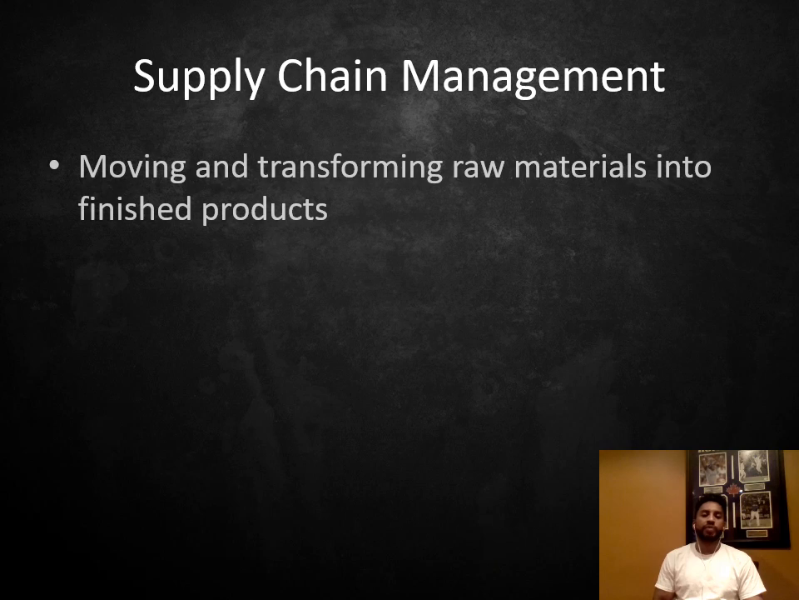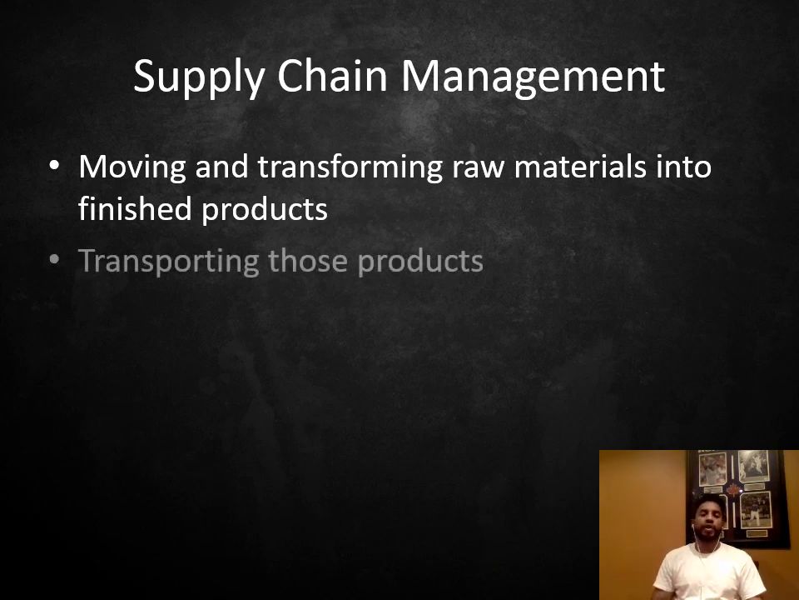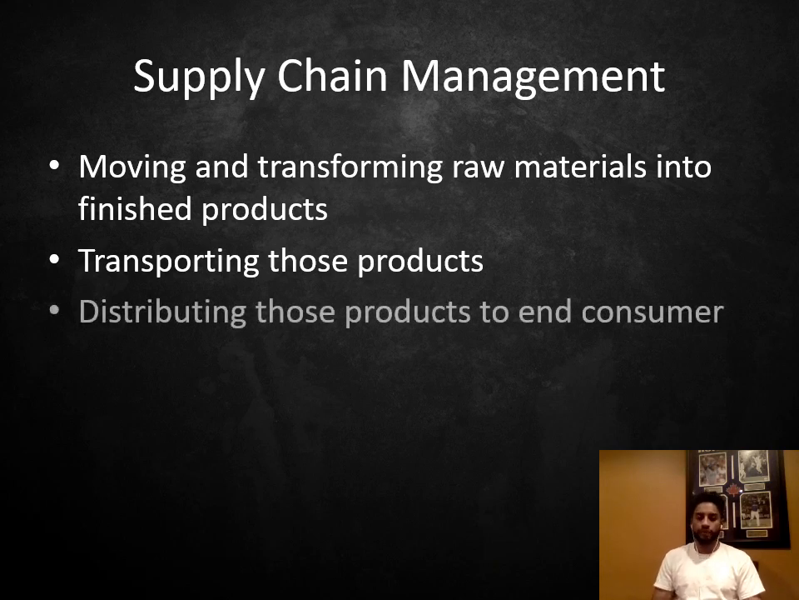Supply chain management. Okay, so supply chain management is actually transforming the raw materials into the finished product. The entire process of transforming raw materials into the finished product, that's the management of the supply chain. Transporting those products, right? You need transportation in order for the product to come to you and then get delivered. Distributing those products to the end consumer, you need to be able to find the right distributors.